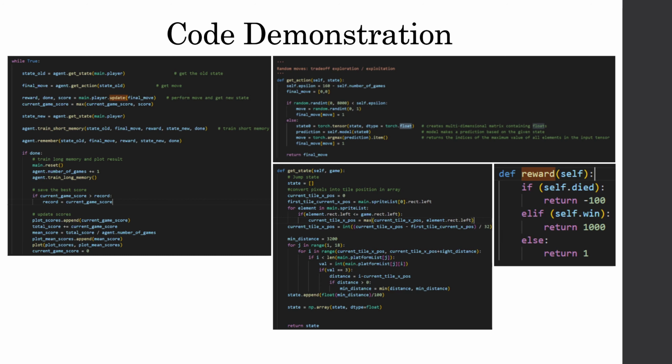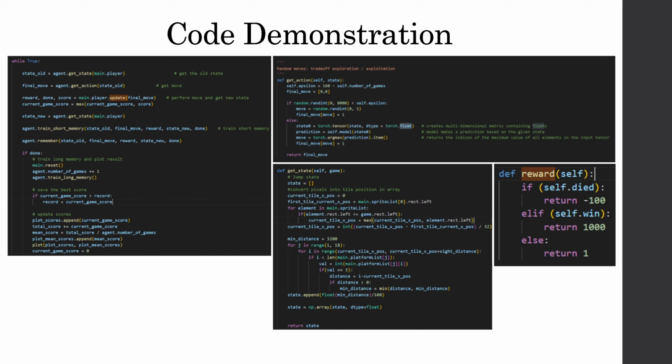So seen here are a few screenshots of our source code. The leftmost picture is our main training loop for the model. The basic structure of this loop is generating a move from the model, updating a player with that move, training our model's short-term memory with the result of that move, and adding everything about what just happened to our model's long-term memory.